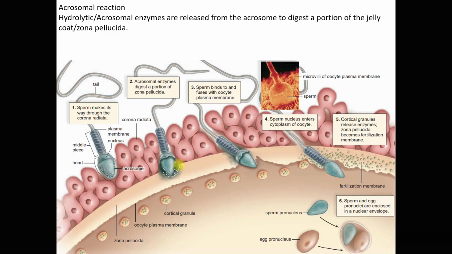Hydrolytic means these enzymes will digest their substrate. The substrate is the zona pellucida. You can see the zona pellucida here. So these hydrolytic enzymes, or acrosomal enzymes, will digest the zona pellucida, which is also known as the jelly coat of the secondary oocyte.